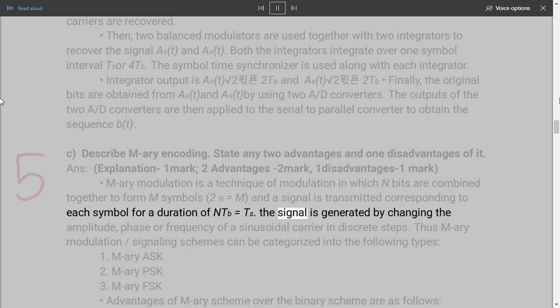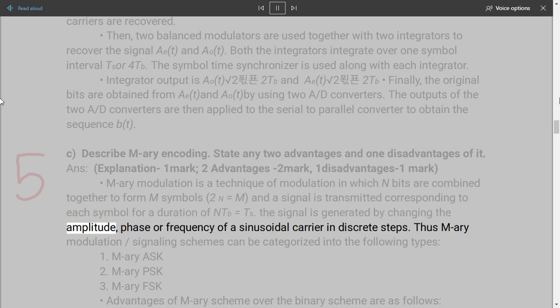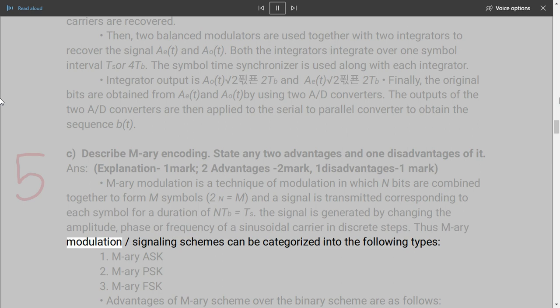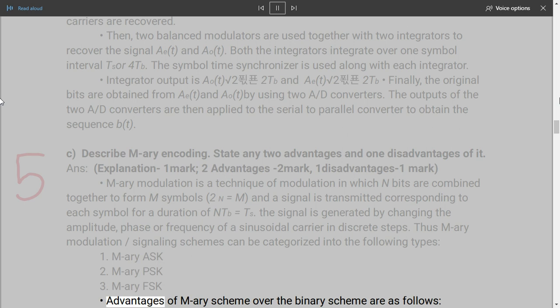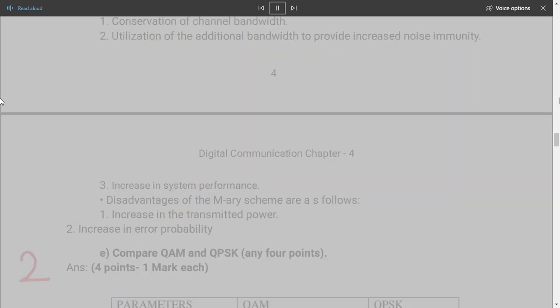The signal is generated by changing the amplitude, phase or frequency of a sinusoidal carrier in discrete steps. Thus M-ary modulation/signaling schemes can be categorized into the following types: 1. M-ary ASK. 2. M-ary PSK. 3. M-ary FSK. Advantages of M-ary scheme over the binary scheme are as follows. 1. Conservation of channel bandwidth. 2. Utilization of the additional bandwidth to provide increased noise immunity.